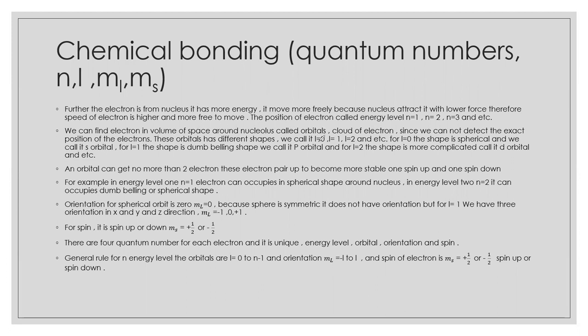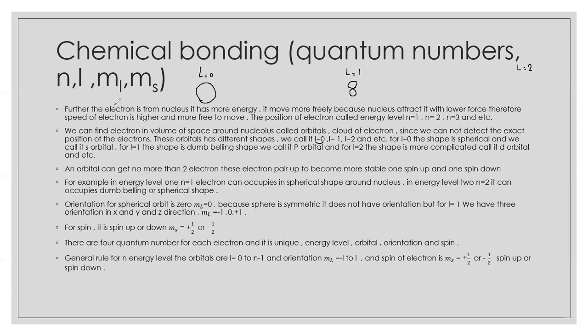So if l equals 0, the shape is spherical. For l equal to 1, the shape is a dumbbell shape. It looks like that. For l equal to 2, it is more complex. I will show you the shapes in the next slides. Okay, so l tells you the shape of the electron cloud.